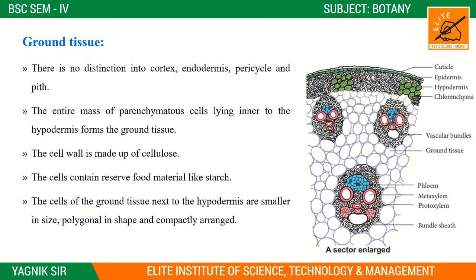So the cell wall is made up of cellulose, and the cells contain reserve food materials like starch grains. Starch. The cells of the ground tissue next to the hypodermis are smaller in size, polygonal in size and shape, and compactly arranged.